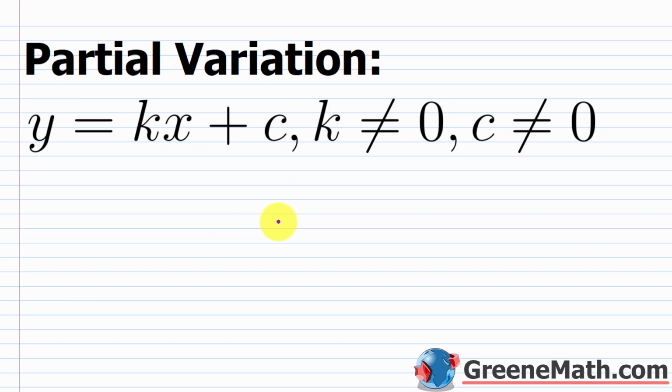This is something that most textbooks don't actually cover. So I'm just going to give you a simple example so you know what it is, but it's very unlikely that you would actually see it on a test or get homework on it. You have something like y equals kx plus c, where k is not 0 and c is not 0.